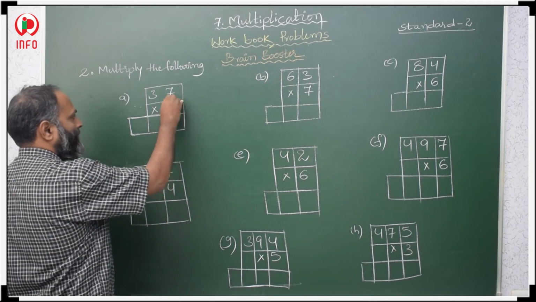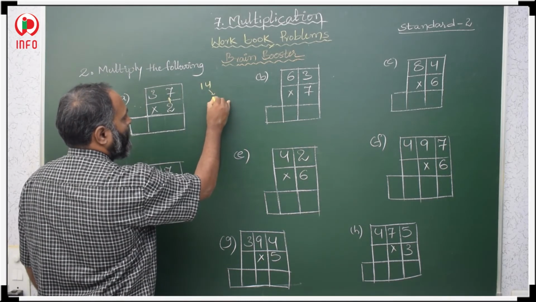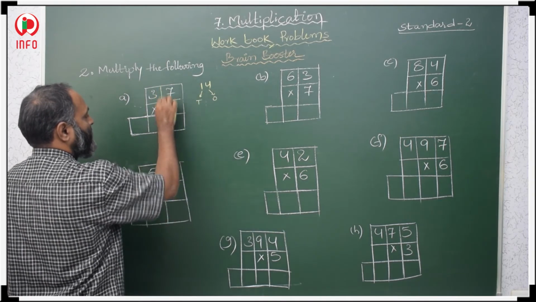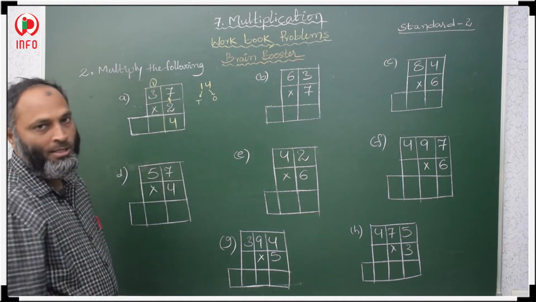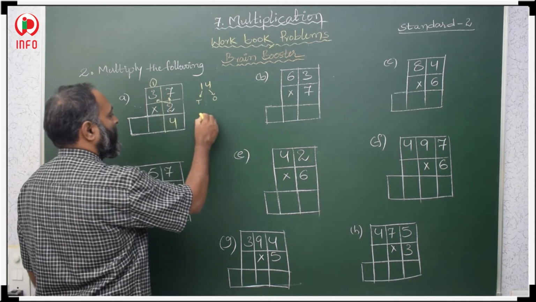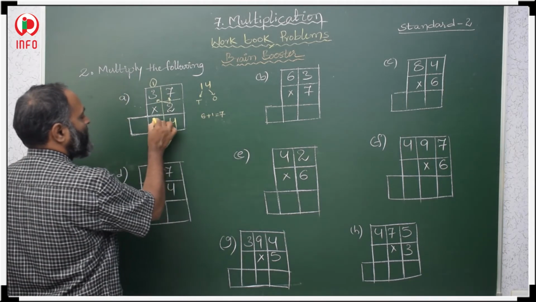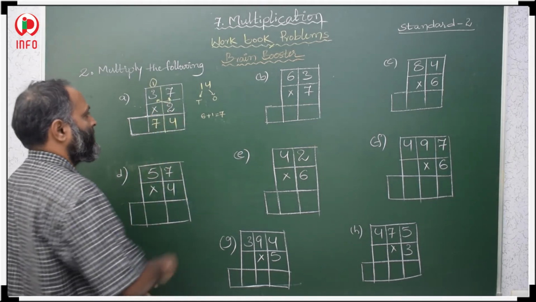First we have to multiply 7 with 2. 2 7s are 14. 14 means 4 ones and 1 tens. 4 in ones place, 1 we have to take carry over on tens place. Next, 3 twos are 6, 6 plus 1 is 7. So that 7 we have to write: 74. The first one is over.